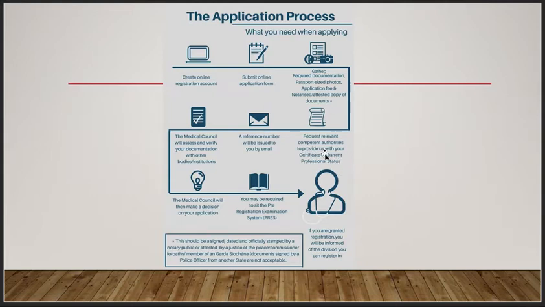For example, if you were working in Pakistan, India, Saudi, or any other country, competent authorities means their medical council should provide your professional status to them. And then they will send you a reference number by email. The medical council will assess and verify your documentation with other bodies or institutions.